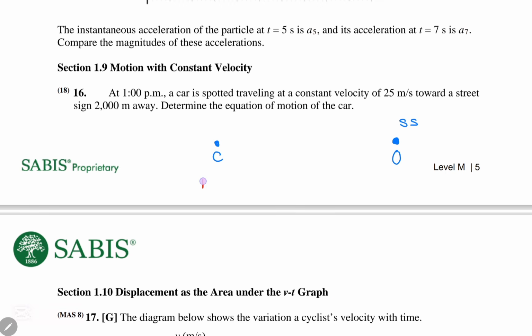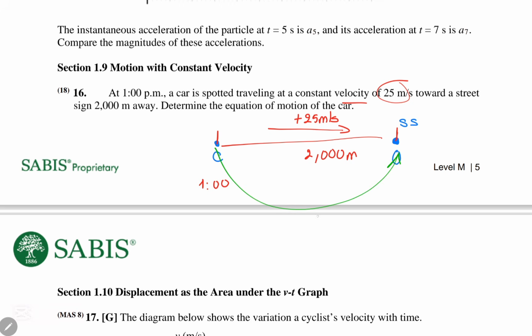At 1 p.m., a car is spotted traveling with a constant velocity of 25 meters per second. They told us velocity. That means it's plus 25 meters per second, okay? Now, the distance between the car and the stop sign was 2,000 meters. So, for the car to be able to reach the stop sign, it needs to travel how much? It needs to travel 2,000 meters. But it's not going an additional 2,000 meters. It's going back to the origin. So we're going minus 2,000 meters.